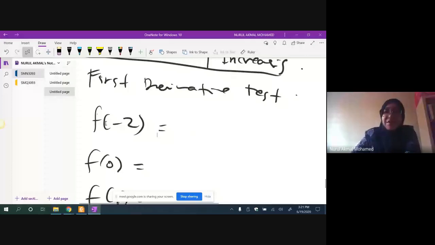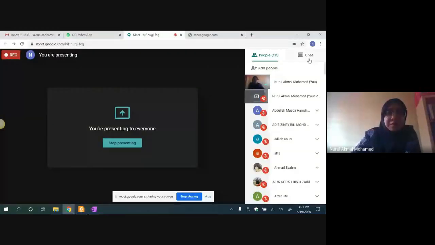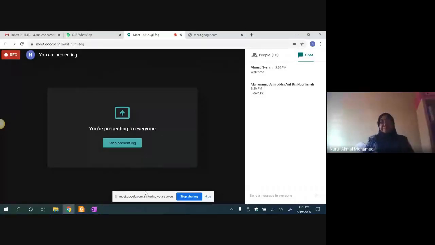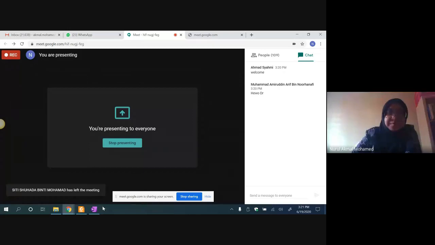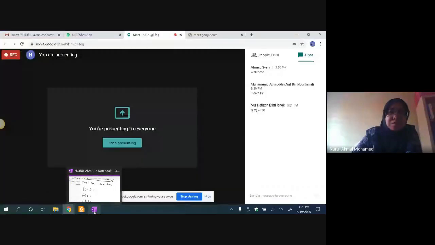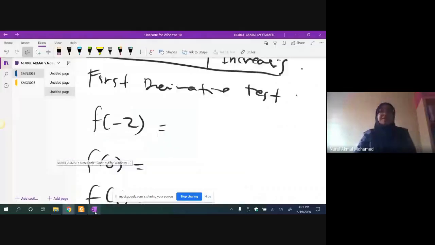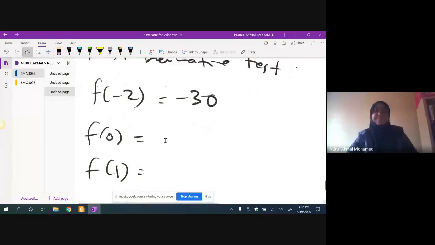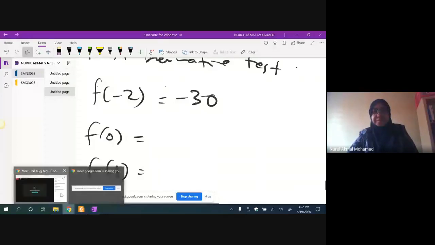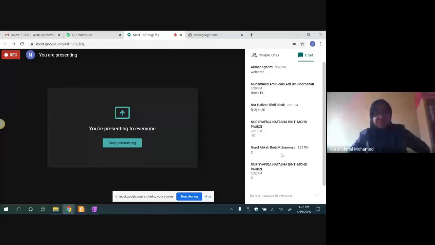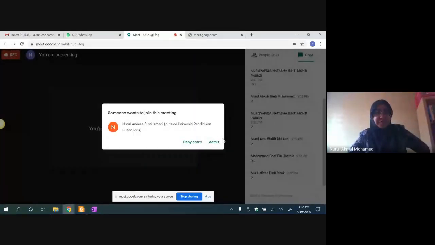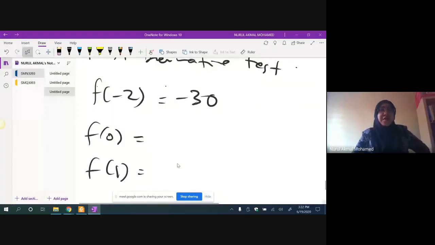F of negative 2, what is the value? And someone help me with the calculator. I don't have a calculator here. F of negative 2. Negative 30. Okay, negative 30. And then f of 0. F of 0 is 2. F of 0 is 2, and f of 1 is?